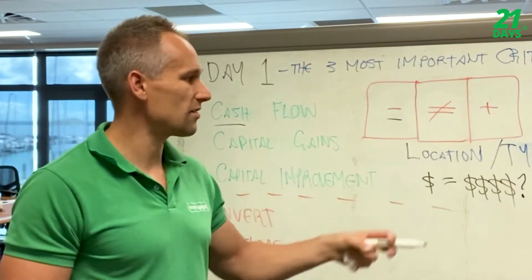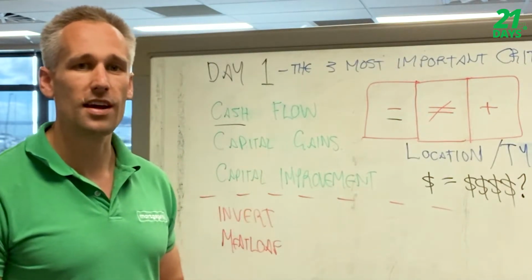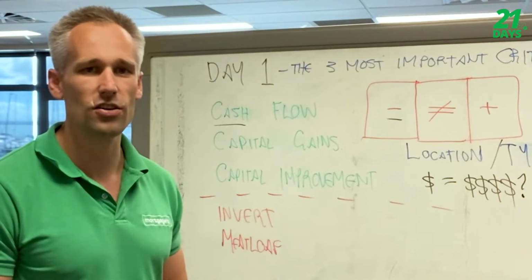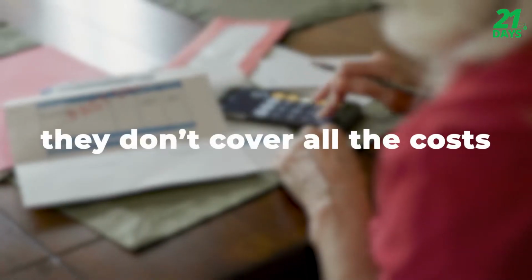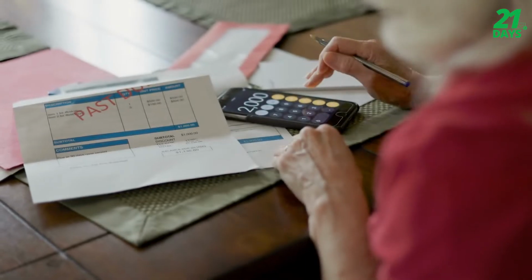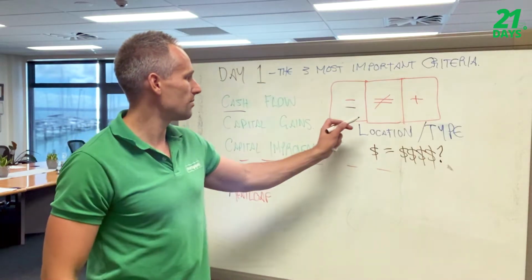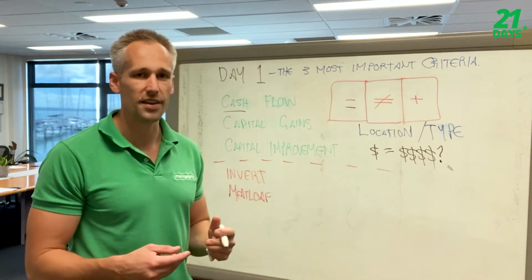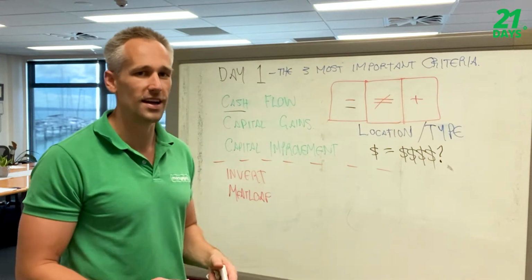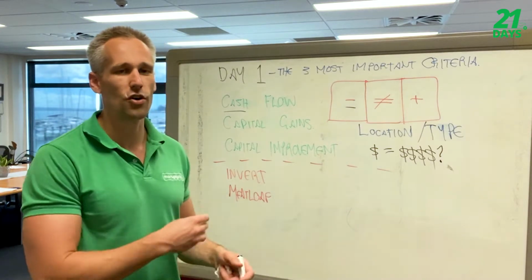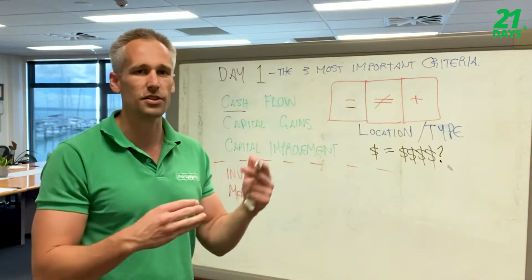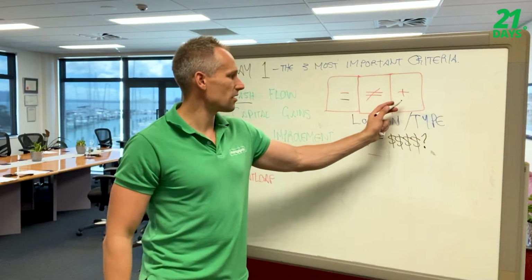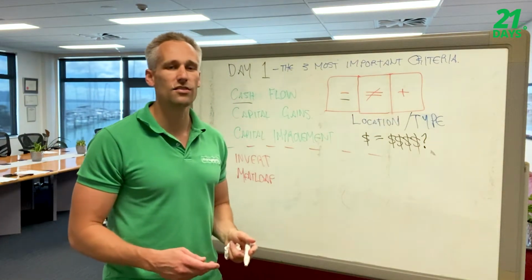There's also cash flow properties that might cover their costs of owning them through covering the finance cost, but they don't cover all of the costs, the rates, the insurance, the maintenance. So sometimes you'll get properties that technically might cover the expense of getting everything financed, but when you total it all up, the numbers go up and down depending on the vacancy rate. And then there's properties that are cash flow positive.